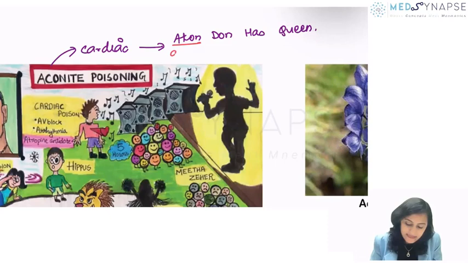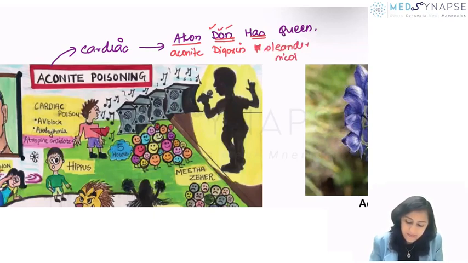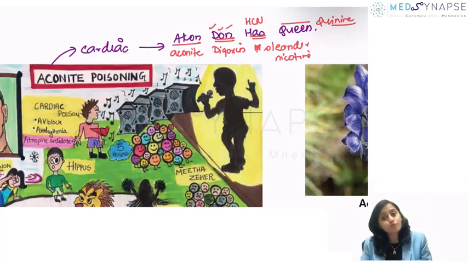So this acorn is aconite. Then you have digoxin. Then you have here DON. Remember O for oleander, N for nicotine, H for HCN, and Q for quinine, quinidine, that is cardiotoxic. Cardiac poison. So oleander and nicotine are also cardiac poisons.